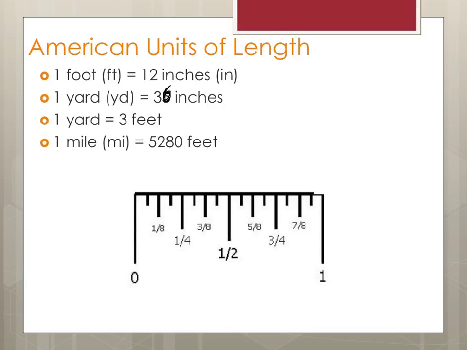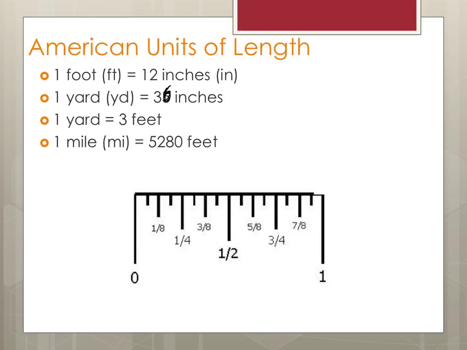So let's look at the American or the English units of length. Now it's important to note that you'll have to have all of these conversions memorized. So make sure that you write all these down in your notes, or maybe better yet, use some flashcards so you'll have these memorized for your quiz and for your final exam. So first, the foot, which is the length of a ruler. 1 foot, abbreviated FT, is equal to 12 inches, abbreviated IN.